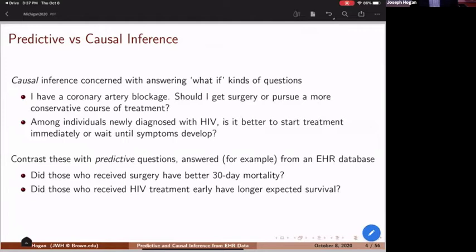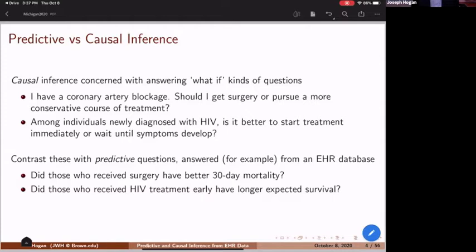But by contrast, causal inference is usually used to answer what-if kinds of questions. For example, I have a coronary artery blockage, should I get surgery or do something else? That's a what-if question because I have two choices now. I can either choose surgery, or I can choose a more conservative course of treatment. And in order to make my decision, I'd really like to know what would happen under either circumstance and then compare those two outcomes.